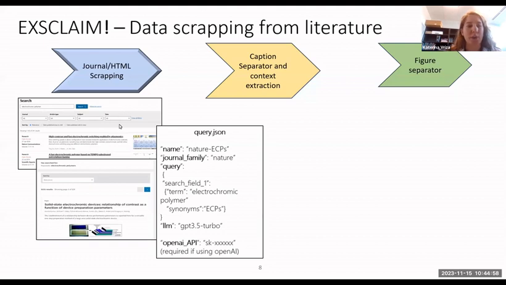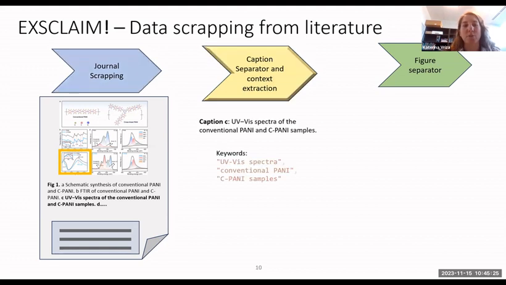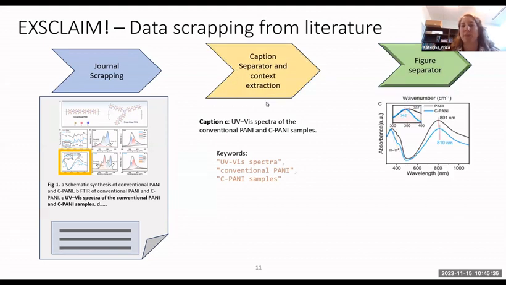This is what the journal scraping looks like. By having our query, it goes through the search webpage of the journal, and then we extract all the related HTMLs. This is how a paper looks in a journal, right? It's a full image with all these smaller subfigures, and a full caption, where each of the subcaptions describes one of the subfigures. Ideally we want to extract all the captions, separate all the subcaptions, and know, for instance, that subcaption C is associated with subfigure C. This is what the caption separator is doing.